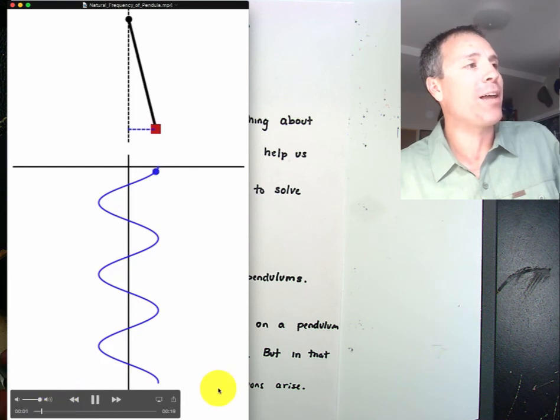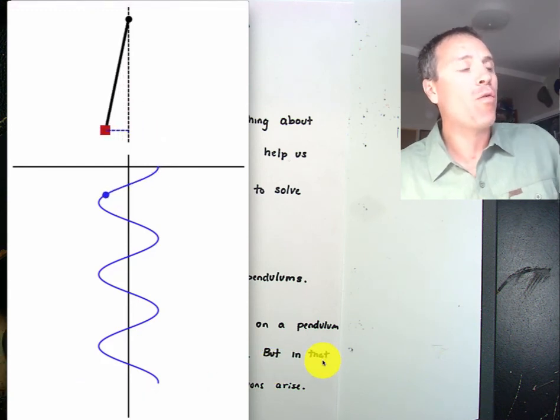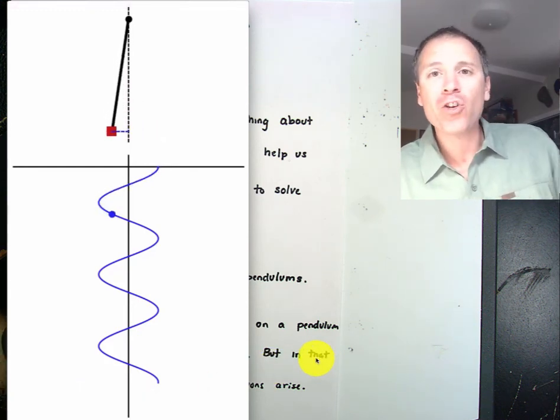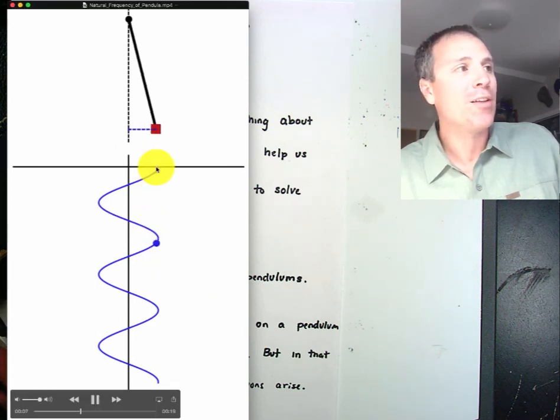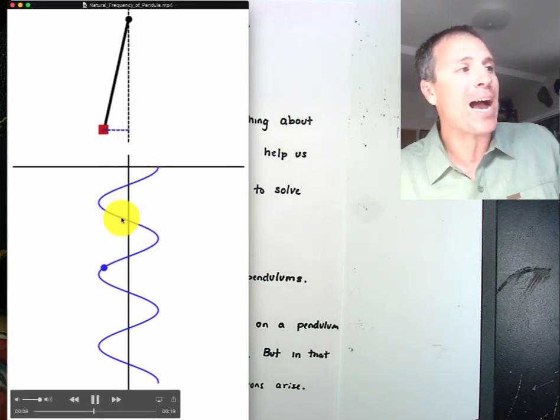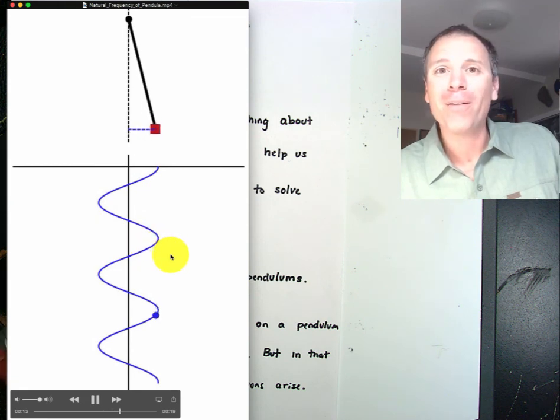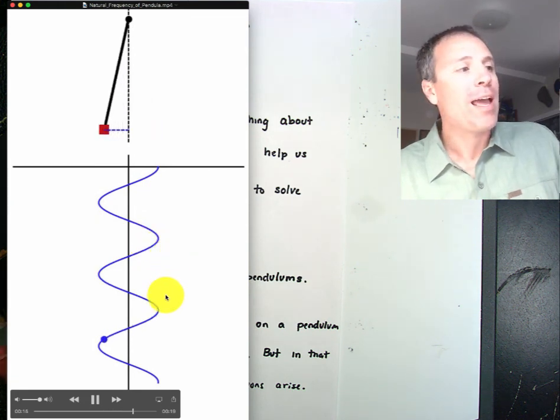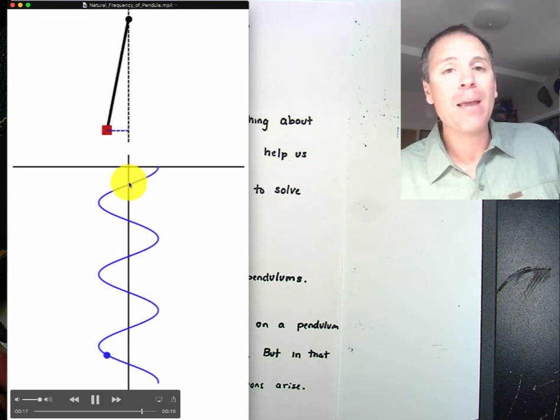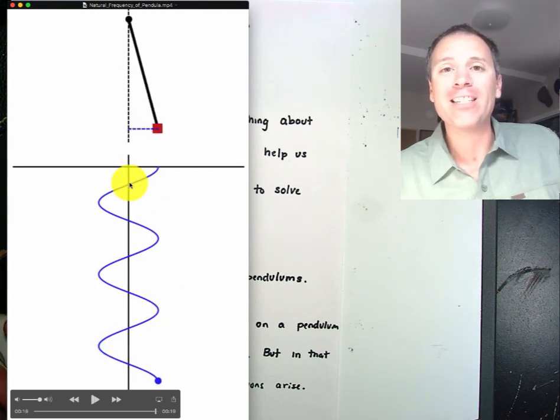So as we let that play out, notice that over time, that behavior looks like a cosine. The way that it oscillates back and forth, back and forth, the displacement versus time graph looks as if it's a cosine.